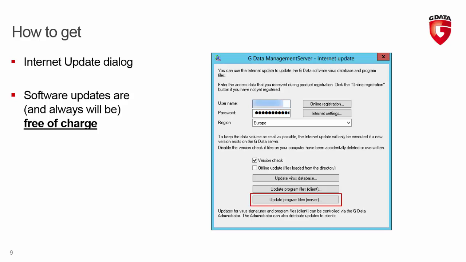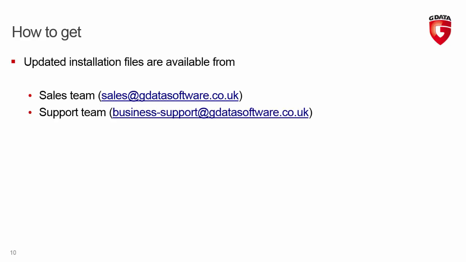Once the update has been performed on the management server, any installed clients will update themselves automatically unless they are configured differently. For new installations, this procedure is not required. New setup files and disk images will be provided to make sure that the current version can be installed immediately. The current download links can be requested either from our sales team or from our support staff.